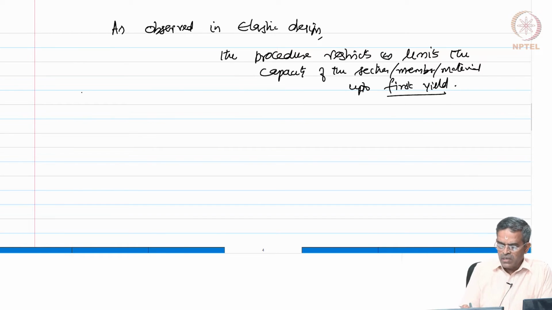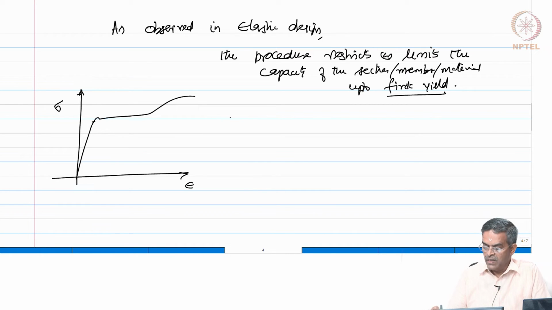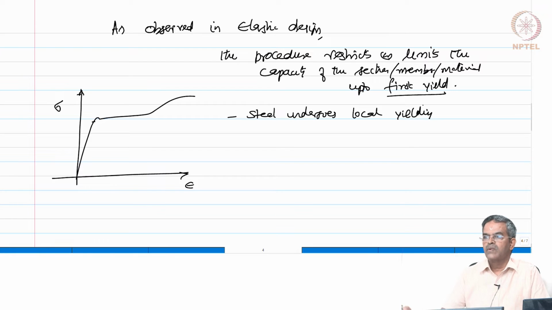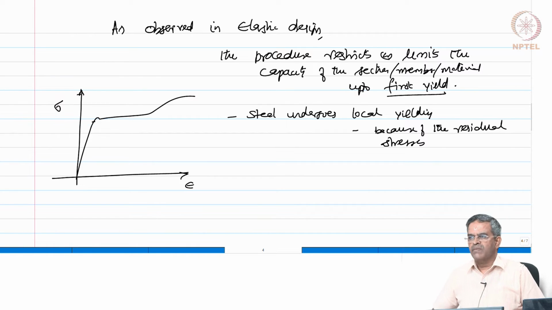So, look at the stress strain curve of classical structural steel, which we plotted n number of times. After the first yield, steel undergoes local yielding. This happens because of the residual stresses. Now, we all know where these residual stresses come from. They come from the fabrication process, they come from preheating of the member. There are many reasons, we discussed them in the previous lectures.